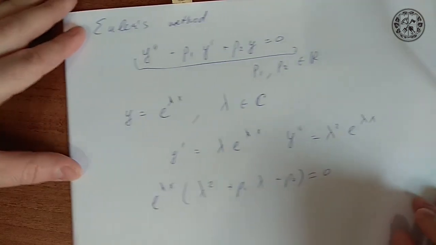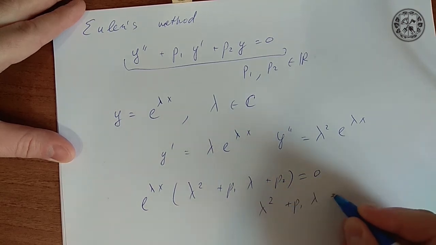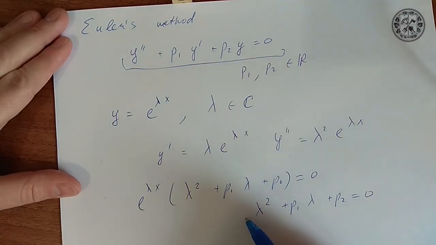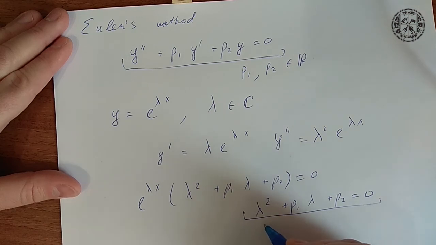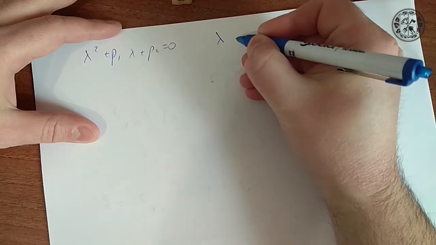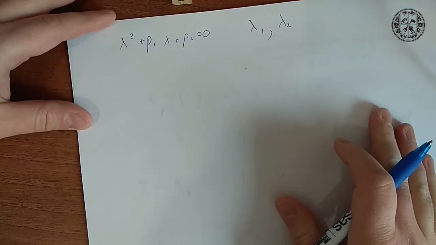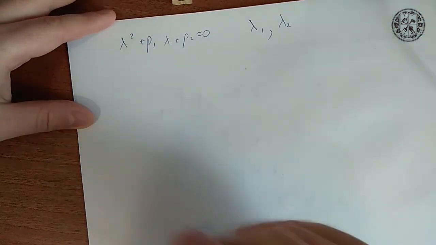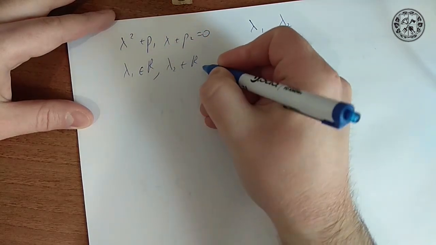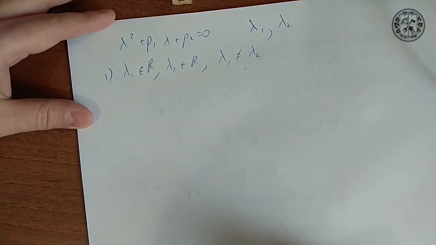e^(lambda x) is non-zero, so lambda squared plus p1 lambda plus p2 equals 0. This polynomial is called the characteristic polynomial of this equation. Let this equation have two solutions, lambda 1 and lambda 2. They can be real but different. This will be the first case.